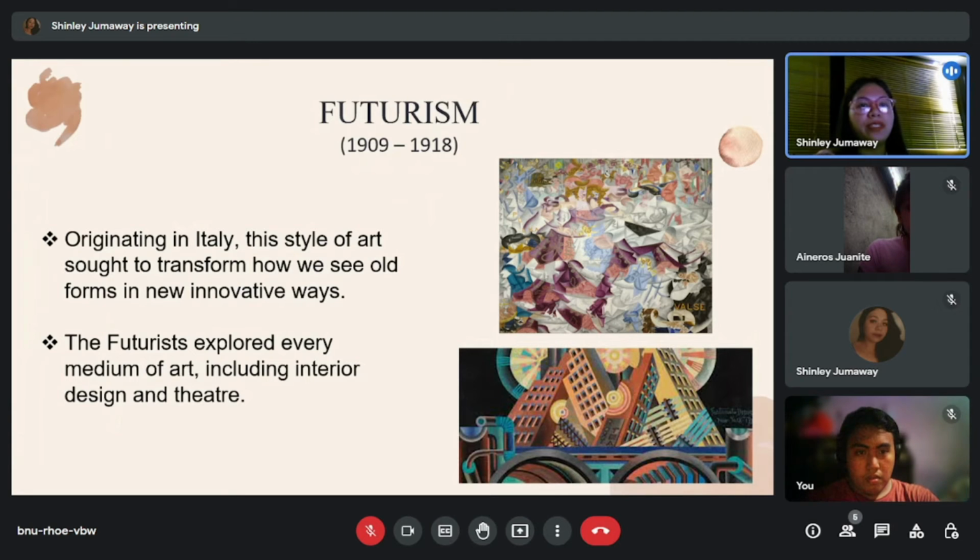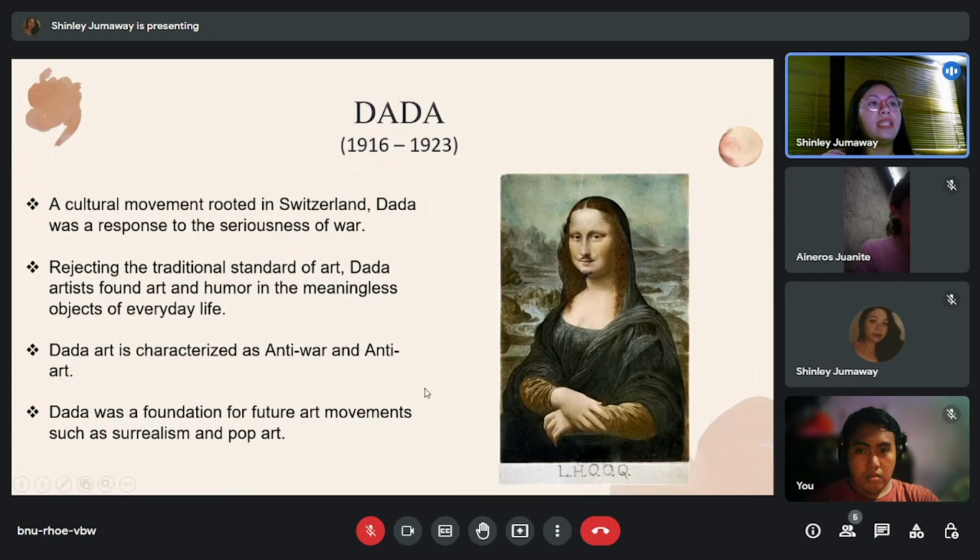Hi everyone, good morning. The next era is Dada, a cultural movement rooted in Switzerland. Dada was a response to the seriousness of war. Rejecting the traditional standards of art, Dada artists found art and humor in meaningless objects in everyday life. Dada art is characterized as anti-war and anti-art. Dada was the foundation of future art movements such as surrealism and pop art.